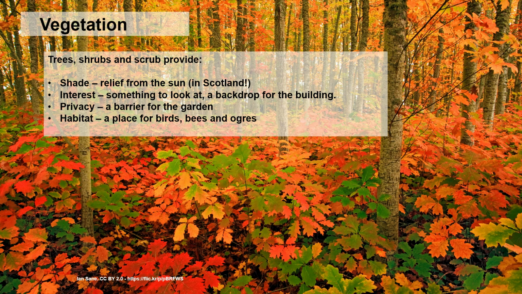Vegetation is an important part of location. So as you go on your site visit, you can look at what the vegetation is. And for any site or a building on a site, trees and shrubs provide a number of benefits. They can shade the building or shade the grounds of the building. They can give visual interest. We can look out of our windows and see interesting colours that change throughout the seasons. They can give privacy to buildings and gardens, create barriers between public areas and private areas, and also provide a habitat for birds and bees and such like.